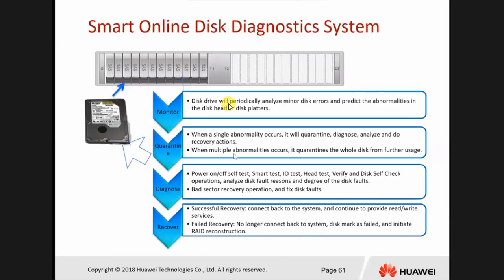Second, Huawei also has something called the Smart Online Disk Diagnostic System. For this diagnostic system, you need to install a software, we call it a toolkit or SmartKit. When you install it, you can connect it to your storage, then you perform an online disk diagnostic. Online means that your device is running, so you can perform the diagnostic while it runs. In the online diagnostic, basically it will monitor your disk itself.